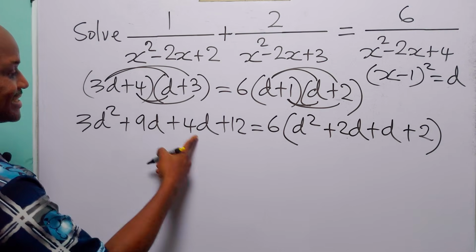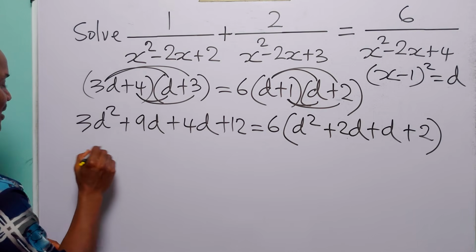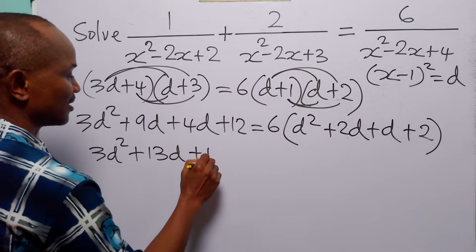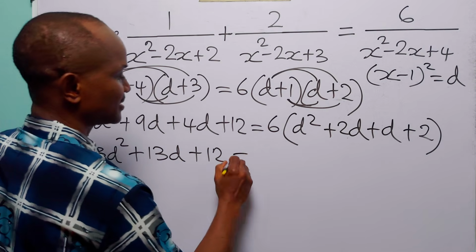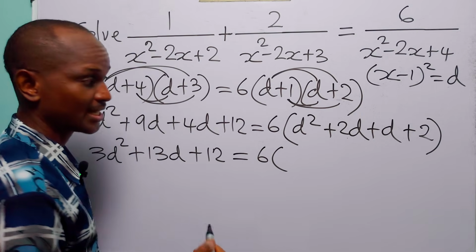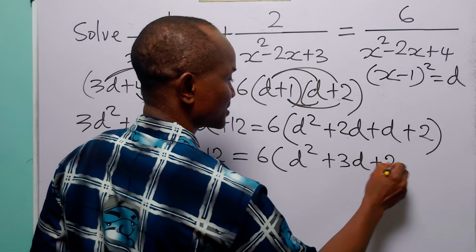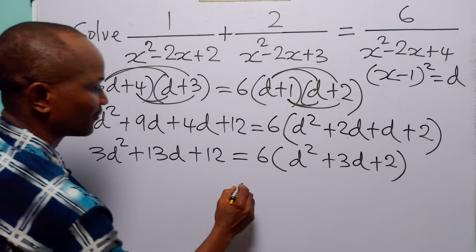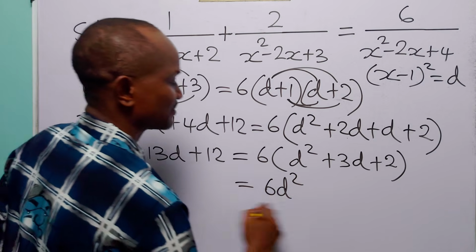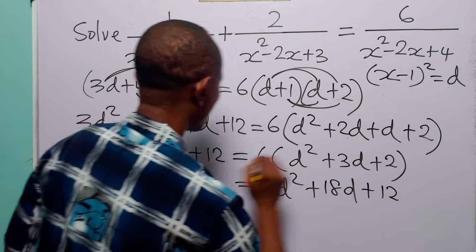Now, 9d plus 4d is going to give us 13d. So on the left-hand side, we have 3d squared plus 13d plus 12. And this is equal to 6 times, 2d plus d is going to give us 3d, so we have d squared plus 3d plus 2. Now, of course, this is equal to 6 times d squared, which is 6d squared. 6 times 3d is 18d, and 6 times 2 is 12.